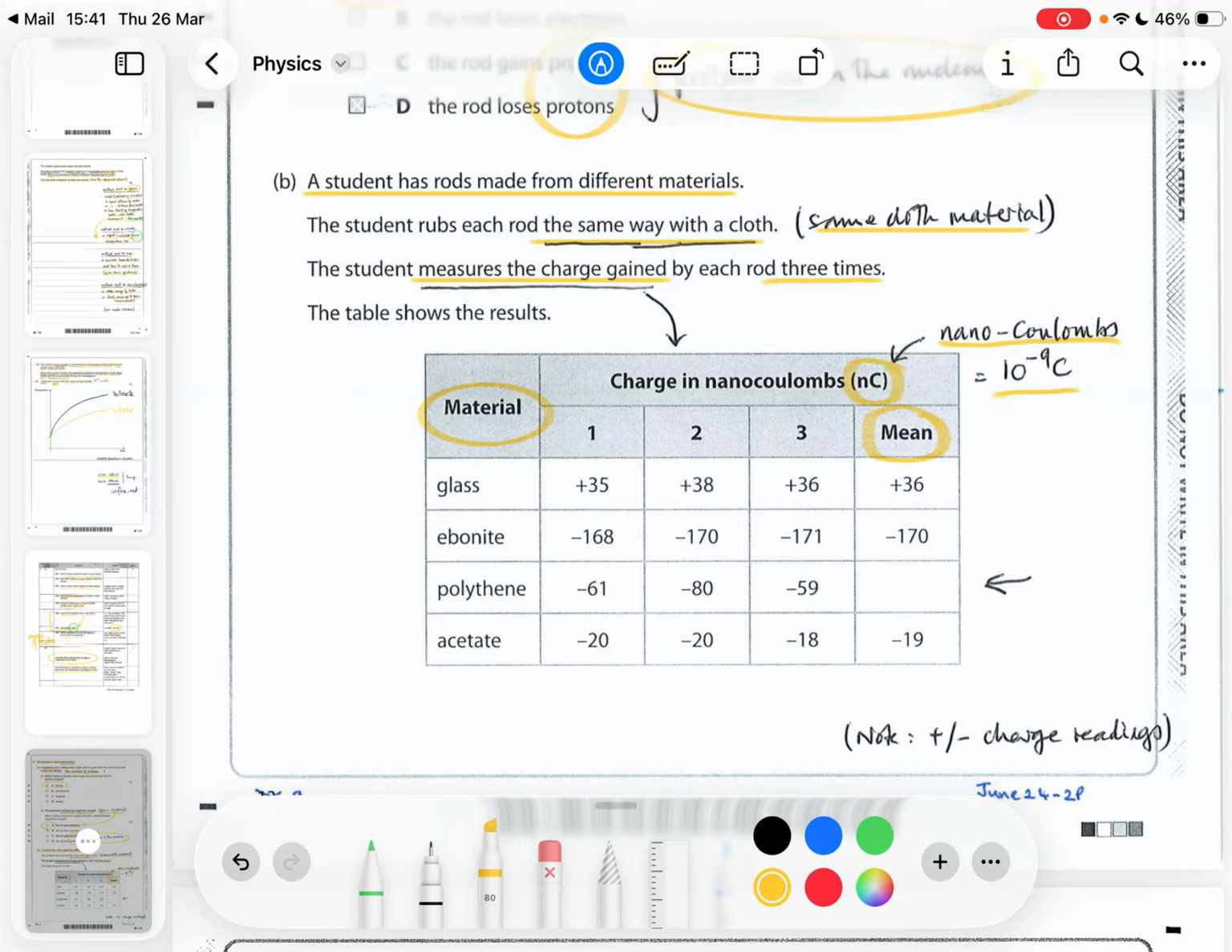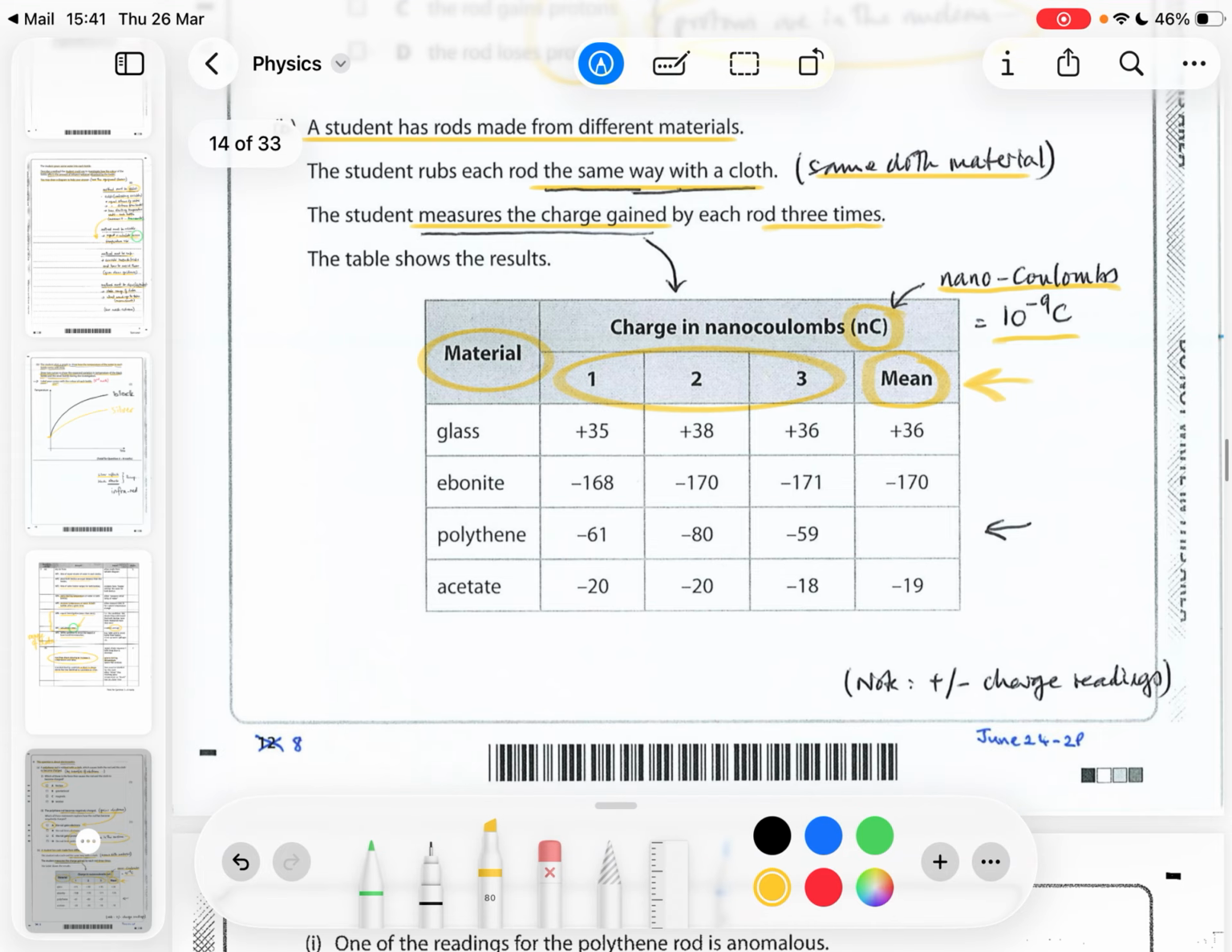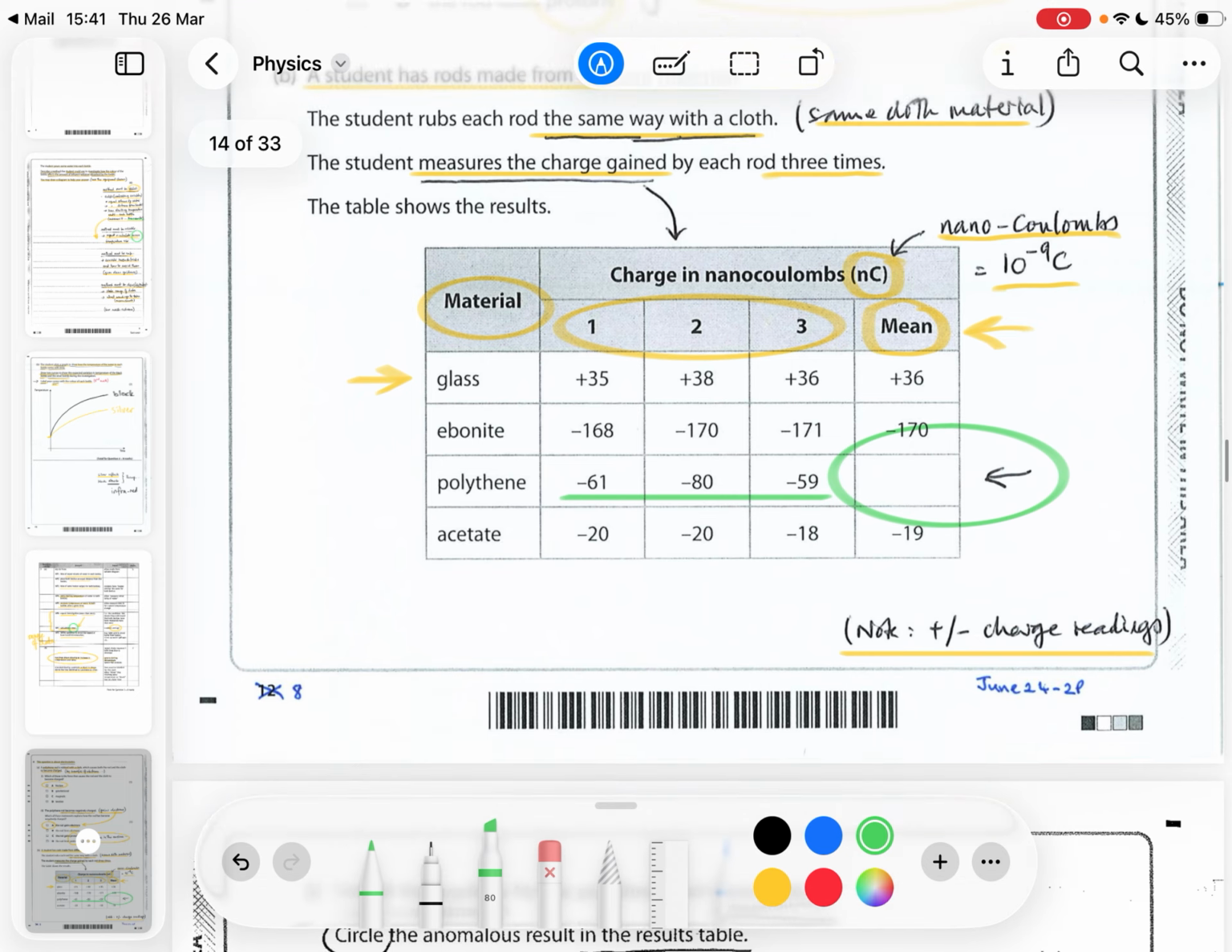So you see they've done it 3 times and then taken the average as the mean average, which we were talking about in the last question. So once again, it's scientific methodology that they're looking at. Okay? Note that we got positive and negative readings in the charge. So the glass has become positive, whereas the other 3 have become negative. And they've left this one for you to calculate. So you've got to add these 3 numbers up and divide by 3 and put the value in that box.